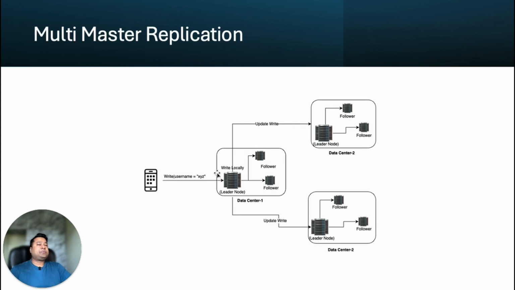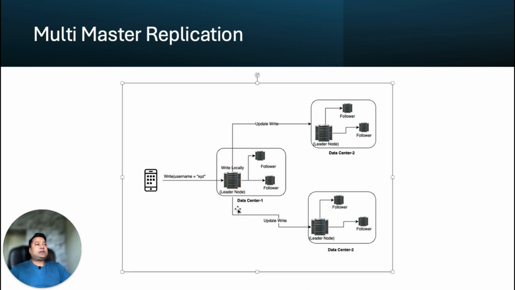Because you can go and write anywhere, right? If you go back, your client can write to data center 1. In this diagram, it's writing to data center 1. But let's say there could be a client which can write at data center 2, and there could be a client which can write at data center 3 here and data center 2 here, right? So all those write operations can happen in any of the data center. Now from that particular data center, that particular write operation will be propagated.